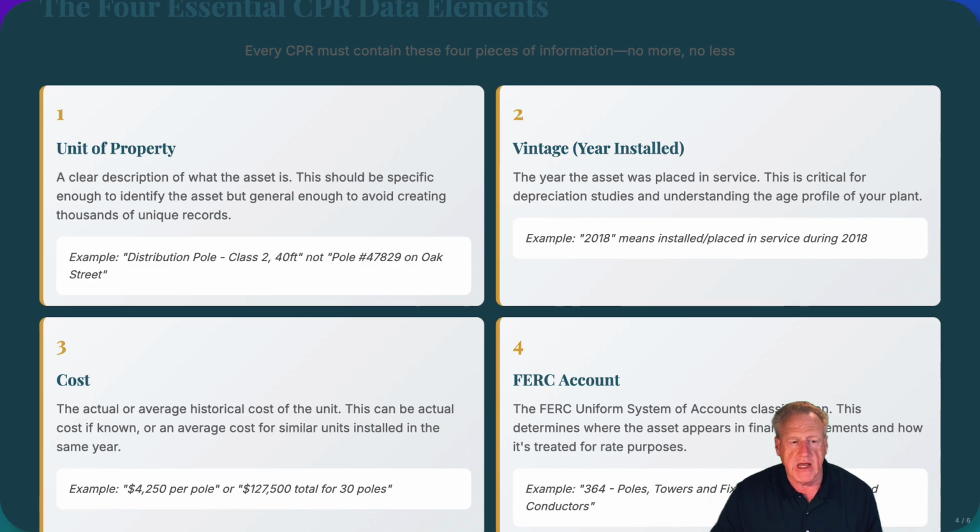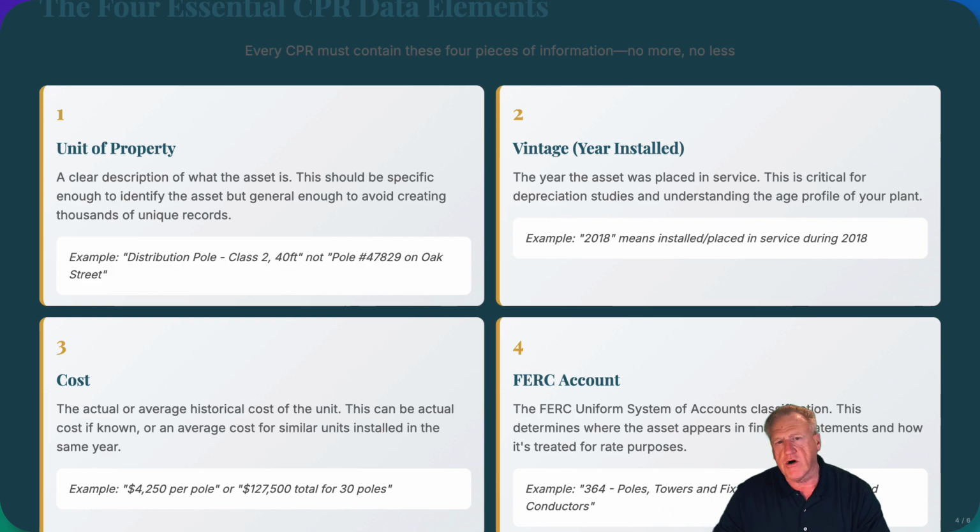The unit of property should be a specific, clear description of what the asset is, specific enough to identify the asset, but general enough to avoid creating thousands of unique records. When it comes to CPRs, less is more. You'd like to know about the distribution poles or class 2 40-foot or wood poles or steel poles, not a specific pole number on a specific street. That's for your GIS records.